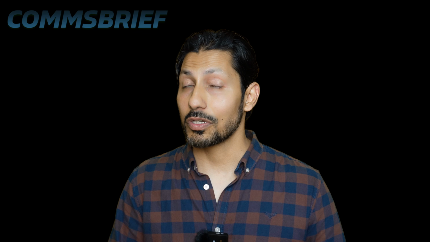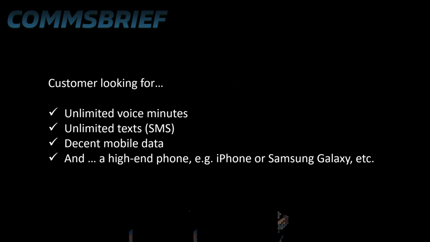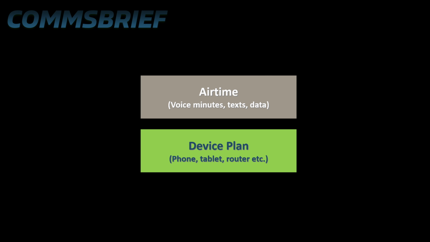Let's use an example to understand this concept. Let's say we have a customer who wants to buy a mobile phone subscription. They're looking for a good package that includes unlimited voice calls and texts and a decent amount of mobile data. They're also looking for a high-end mobile phone to go with the plan. We can break the plan down into two, airtime and device. Airtime for the minutes and texts and mobile data, and device, of course, for the phone.